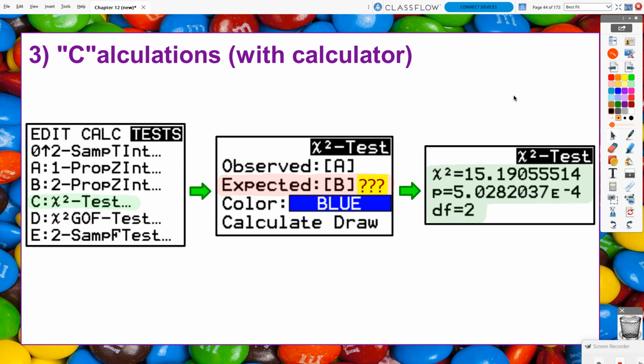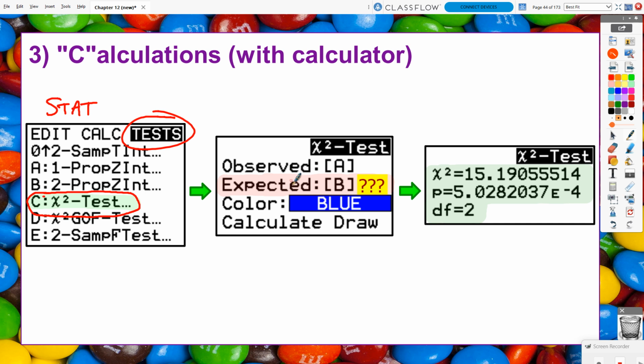Now, once we have our observed counts in matrix A, we press the stat button and go over to tests, where we've been for the last 4 chapters. In video 1, we used the chi-square GOF test. But for video 2 and video 3, we select the one that just says chi-square test. So select option C, and by default, observed will say matrix A. That's why I always recommend putting our observed data into matrix A.